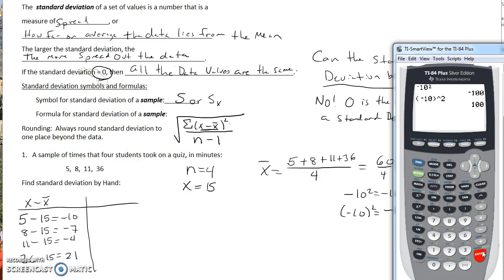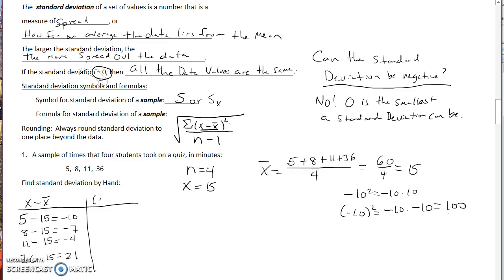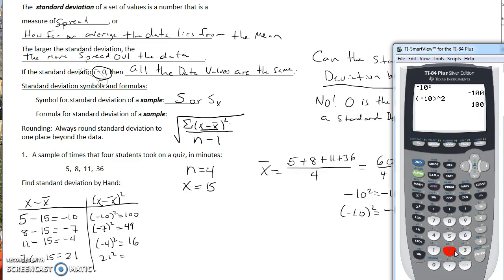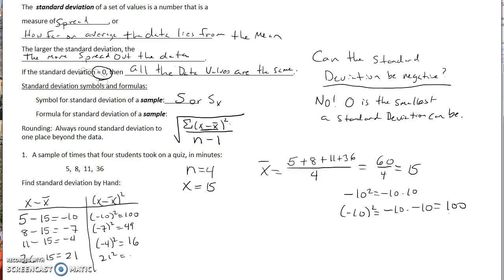Here's another way we can represent squared. And we can see that that number is 100. All right, now that I've gone on that tangent, just make sure you use parentheses when you square a negative number. So we're going to do x minus x bar squared. That's going to be negative 10 squared, which is 100, and then negative 7 squared, which is 49, and then negative 4 squared, which is 16, and then 21 squared, let me use my calculator for that. We don't need parentheses for positive numbers. 21 squared is 441. All right, getting there.